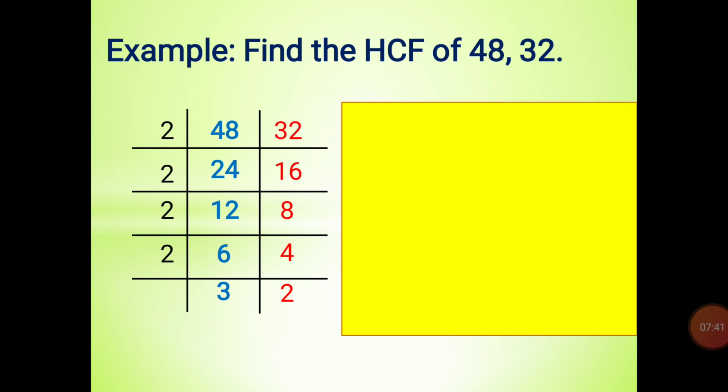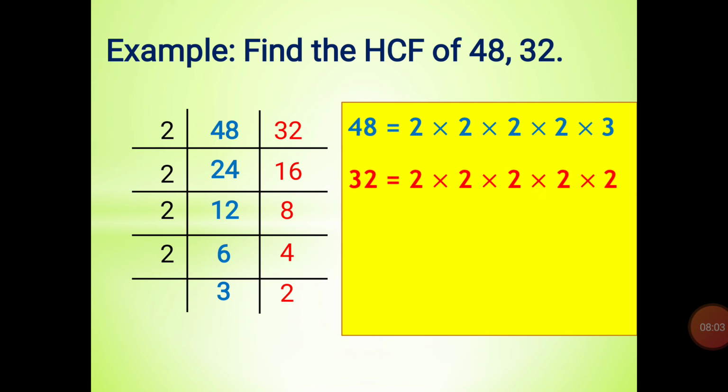Now we will write factors of 48, and they are these four 2's which we have taken and this quotient 3. So factors of 48 are 2 into 2 into 2 into 2 into 3. And here it's time to write factors of 32. Again we will write these four 2's and the quotient 2 which we got. And this is five times 2.